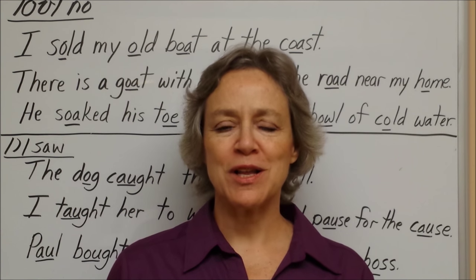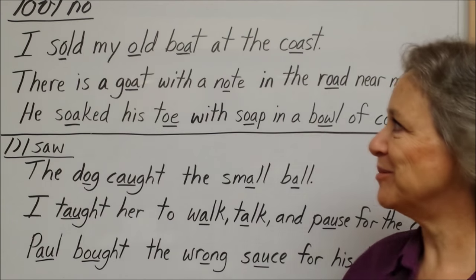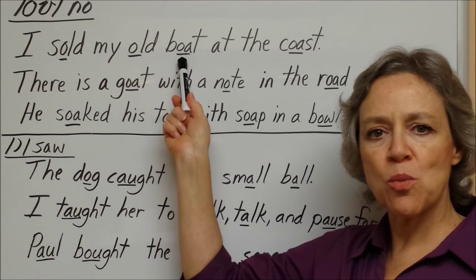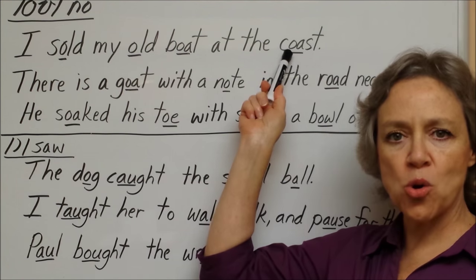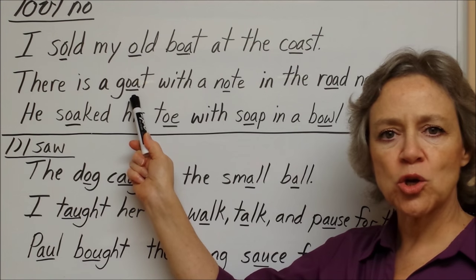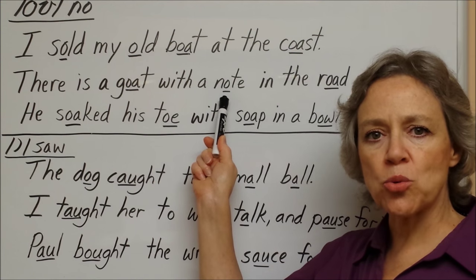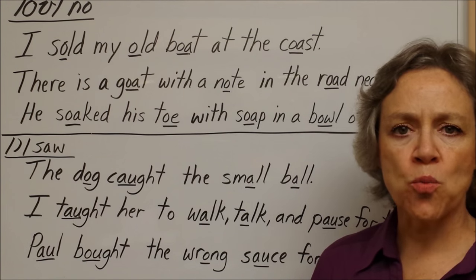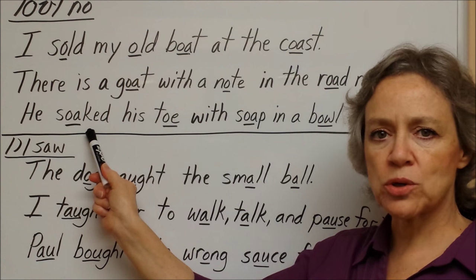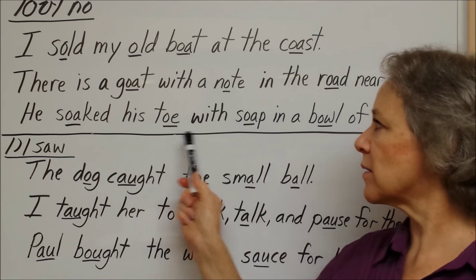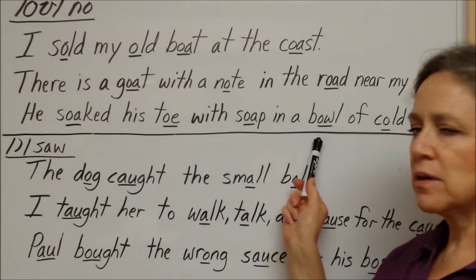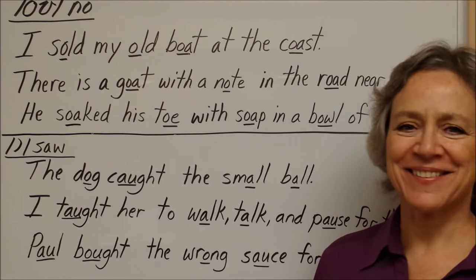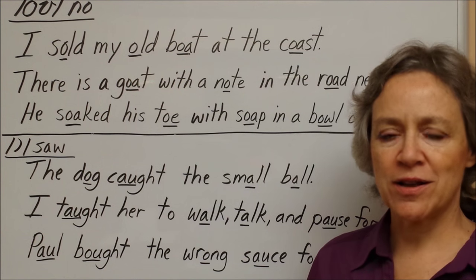Let's practice the individual O words, okay? Sold, old, boat, ghost, goat, note, road, home, soaked, toe, soap, bowl, cold. Okay, let's try these sentences with the aw sound.